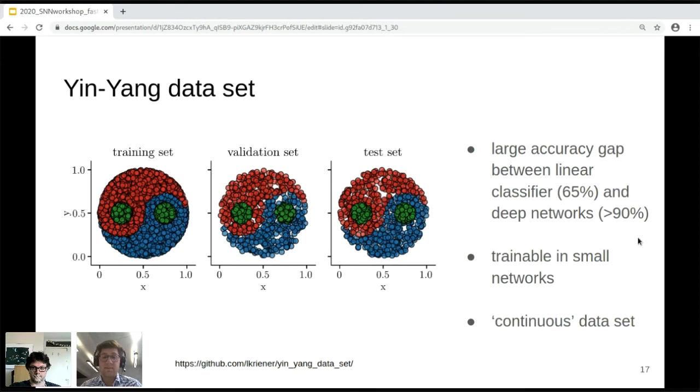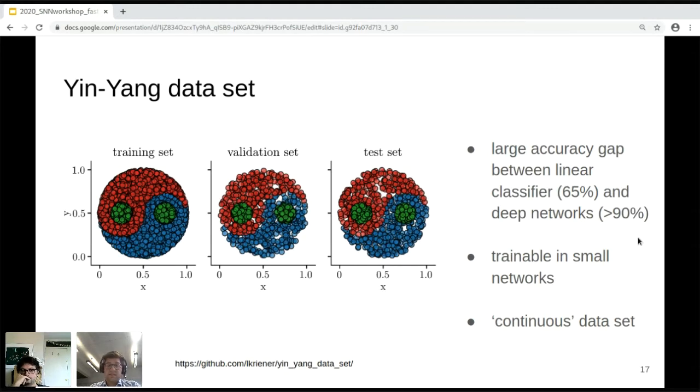Now I can show you the actual simulation results. Usually people, when showing how their algorithms work, will show MNIST as an example, and I will do this in a second. But I want to start with a different data set. This is because in MNIST, the difference of what a linear classifier can achieve is actually not that far from what a deep network can achieve. And we've designed a special data set, the Yin-Yang data set, that you can find on my collaborator Laura Kriener's GitHub account. The link is down there, where this gap between linear classifier and deep network is a lot larger.